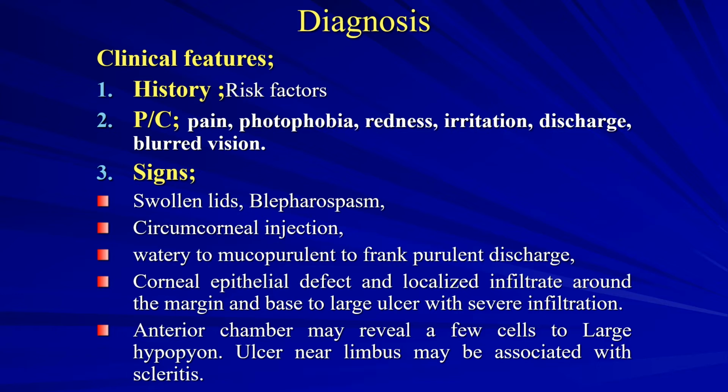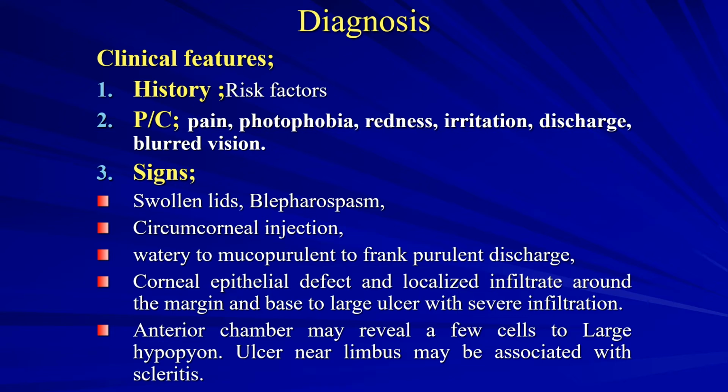Patients usually present with the complaint of pain, photophobia, redness, irritation, discharge, and blurred vision. On examination, we see if there are swollen lids and blepharospasm, usually with circumcorneal injection. There is watery, mucopurulent, or frank purulent discharge. There is a corneal epithelial defect and localized infiltrate around the margin and base, which can progress to a large ulcer with severe infiltration.